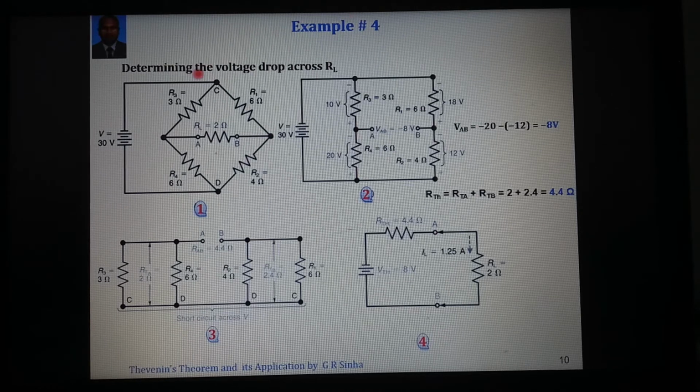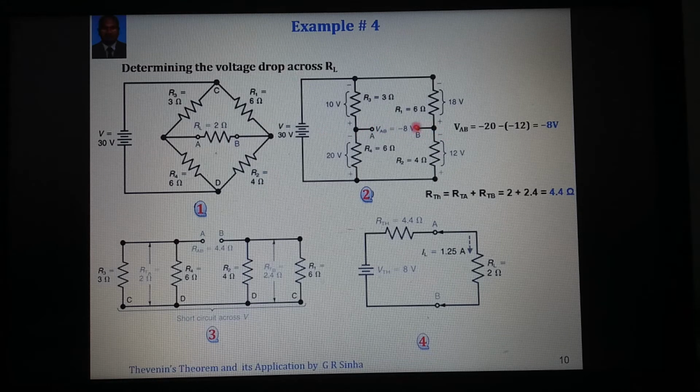So this is another example. Let us see one more example where we are asked to determine the voltage drop across RL. This is a bridge where RL, a 2 ohm load, is connected between A and B. We are interested to determine the Thevenin voltage and Thevenin resistance. Let us determine the Thevenin voltage first. That is, we are interested in VAB, the open circuit voltage. Once we say open circuit voltage, no current is entering from A and B into the network. So VAB will be nothing but the voltage difference between A and B. Very easily we can do this.